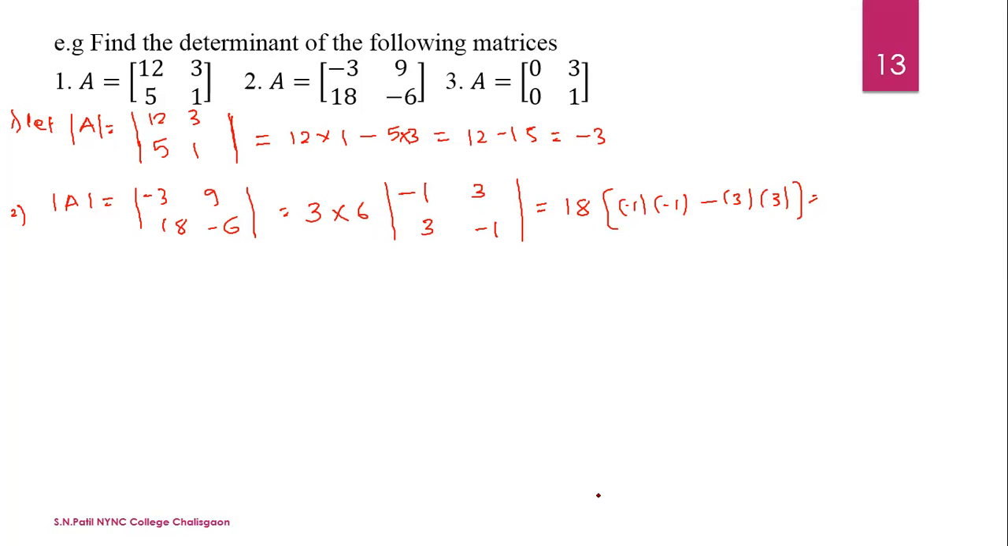Here we get 18 in brackets, minus 1 into minus 1 is 1, minus 3 into 3 is 9, so that is 18 into minus 8. We get 18 into 8, that is 144, with the minus sign, that is minus 144. Otherwise we can directly solve this matrix by the usual method.